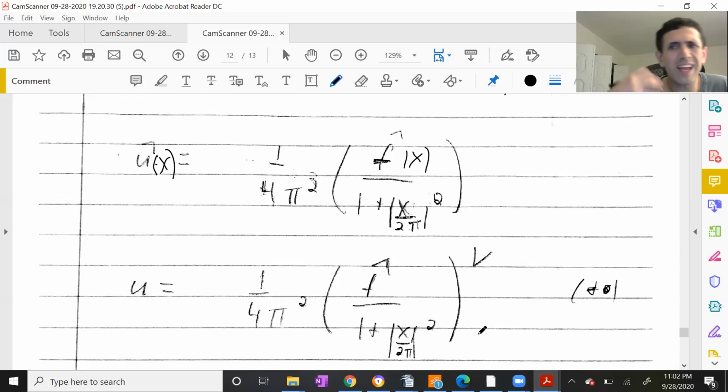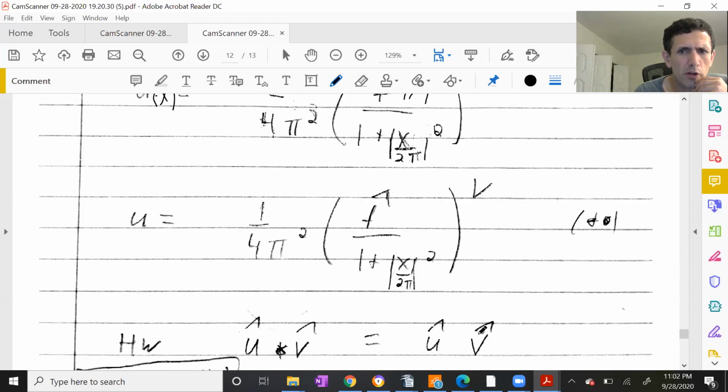So I'm going to rewrite this. Well, sorry, I'm going to take inverse Fourier transforms, assuming I can, assuming everything is nice and L1, sorry, nice and L2. I mean, again, I'm being informal here.